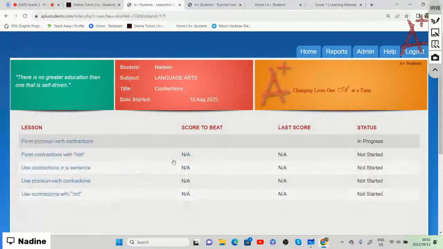Under the chapter of contractions, the lessons that we are going to focus on today are to form pronoun verb contractions, to form contractions with not, to use contractions in a sentence, to use pronoun verb contractions, and to use contractions with not. So that is going to be our focus for today under the chapter of contractions. All right, so we are going to start with forming pronoun verb contractions.